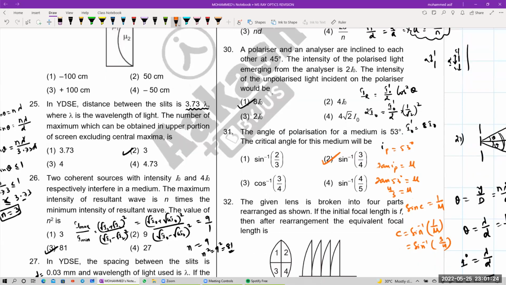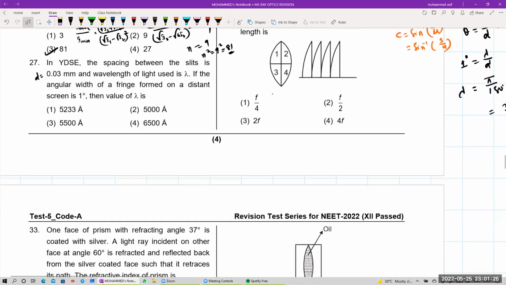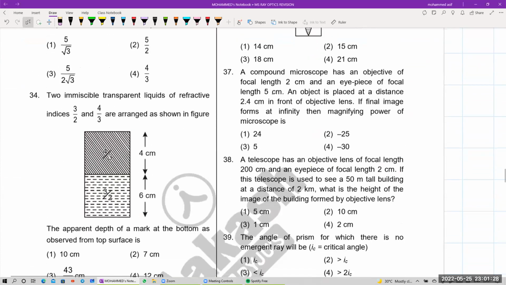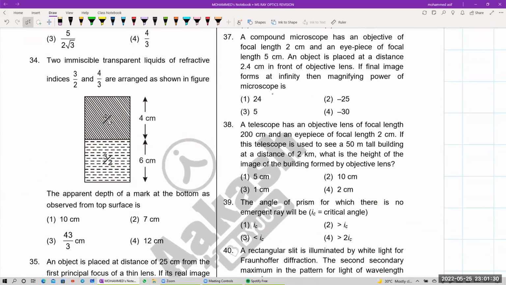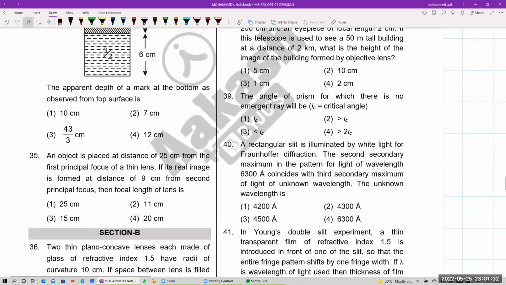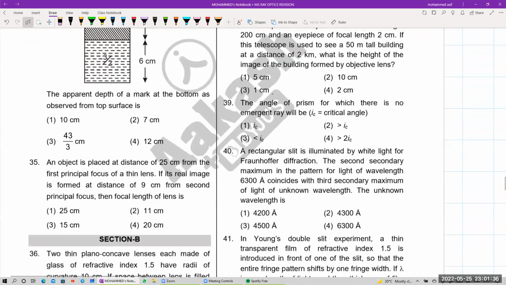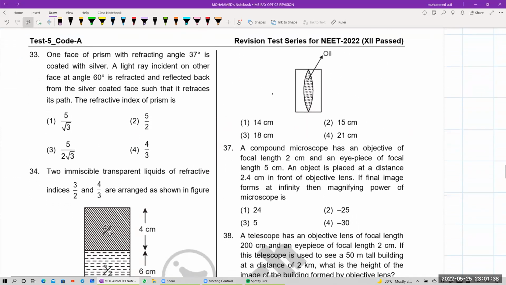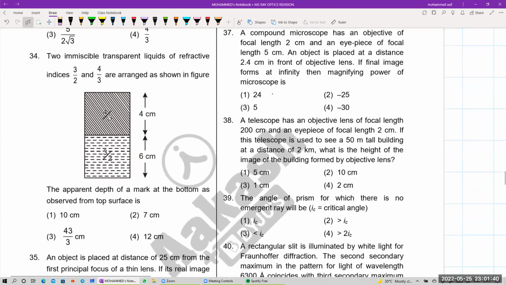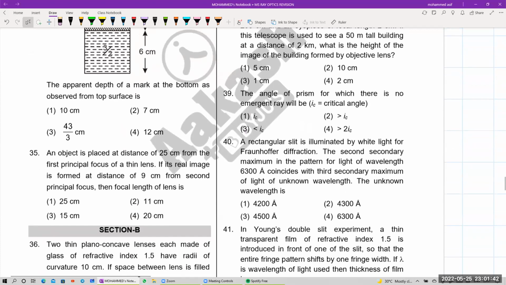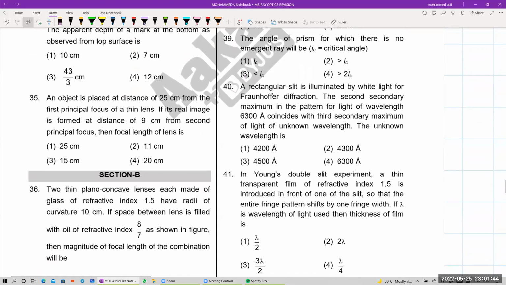ठीक है, चलिए, वेरी गुड. 32 लेंसेज का है, 33 प्रिज्म है, 34 अपरेंट डेप्थ है, एंड 35 इज अपरेंट डिस्टेंस लेंसेज का है, 36 लेंसेज का है, 37 कंपाउंड माइक्रो ऑप्टिकल इंस्ट्रूमेंट्स का है, 38 इज आल्सो ऑप्टिकल इंस्ट्रूमेंट, 39 इज प्रिज्म. ये वाला देखिए बेटा, रेक्टेंगुलर स्लिट इज इल्यूमिनेटेड बाय द व्हाइट लाइट फॉर फ्राउनहोफर डायफ्रैक्शन. द सेकंड सेकेंडरी मैक्सिमा, ये आज क्लास में कराया था, एक बार आप देख लीजिए.